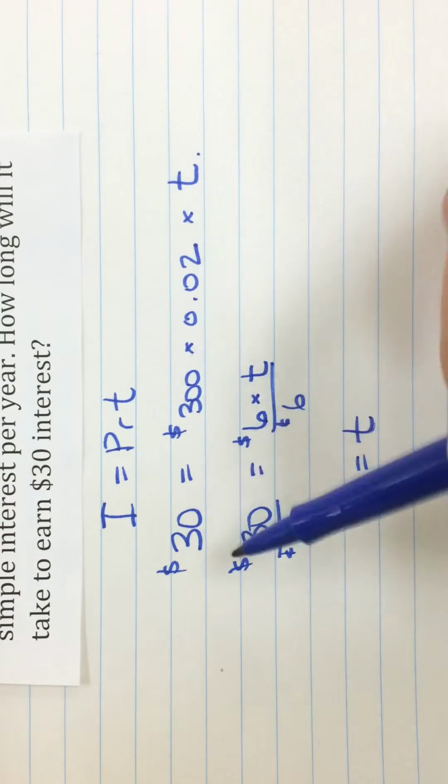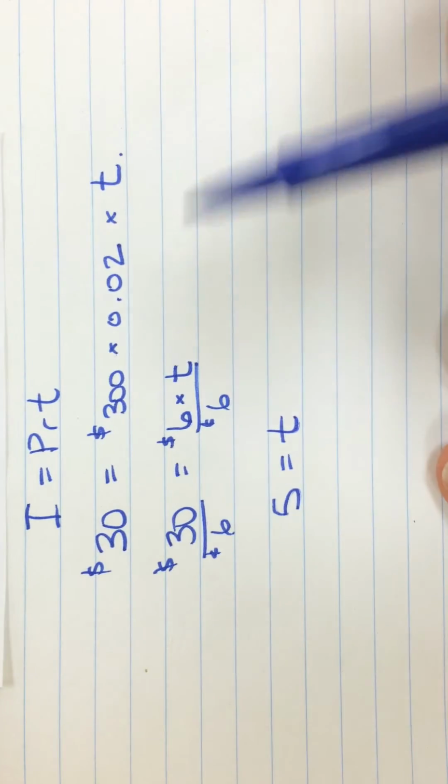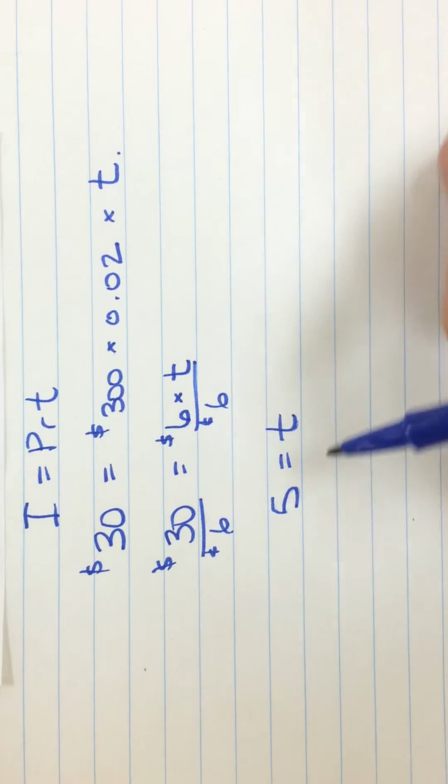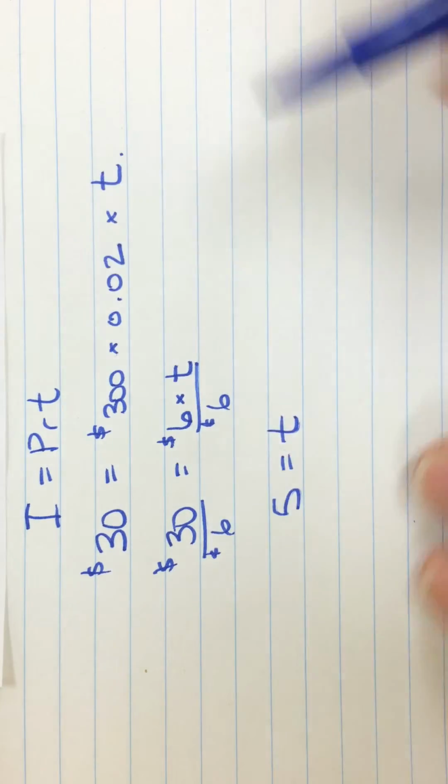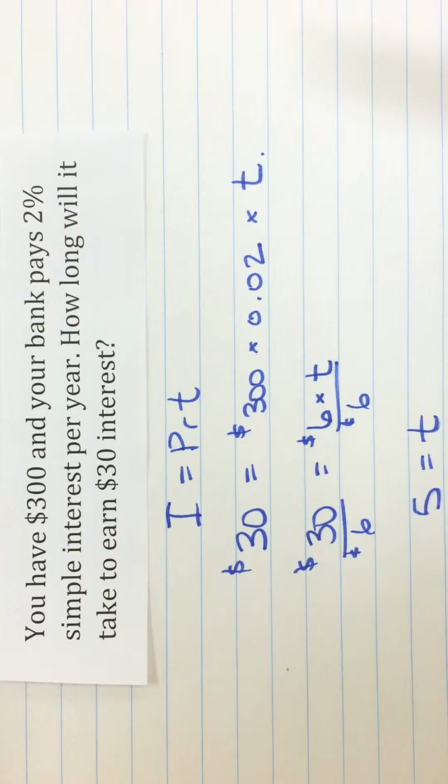And T is in years. Maybe I shouldn't put all my units in there everywhere. T is in years, 5 years. So it will take 5 years to earn the $30 interest that we're looking for.